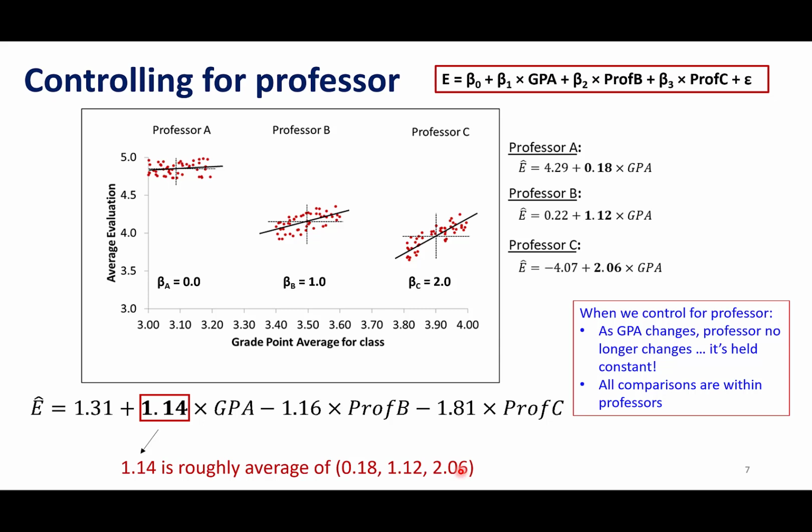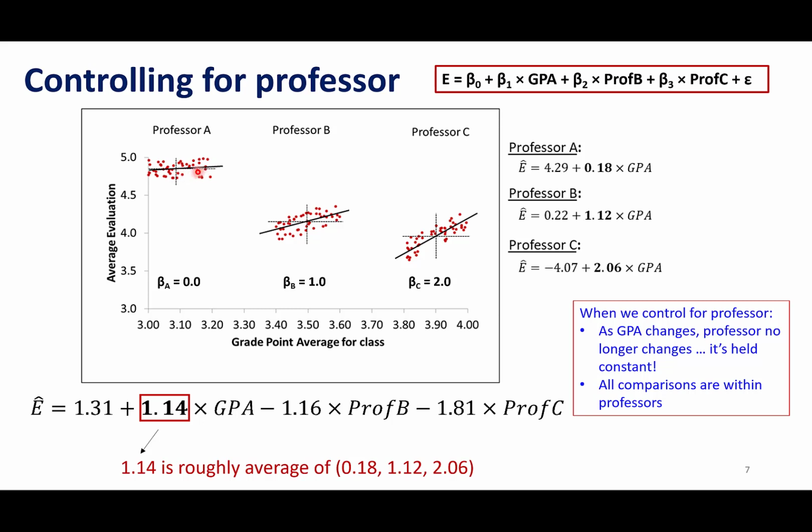Okay, so again, what's important? The coefficient is now a weighted average of three coefficients from only comparing a given professor's observations, not comparing observations from one professor to the other professor. Thus, the professor is now being held constant. Let me make a distinction. In the actual data, as GPA changes, then so does the professor. But in the model we created to try to estimate the causal effect of GPA on the average evaluation, as GPA changes, the professor does not change because we're only looking within professors.